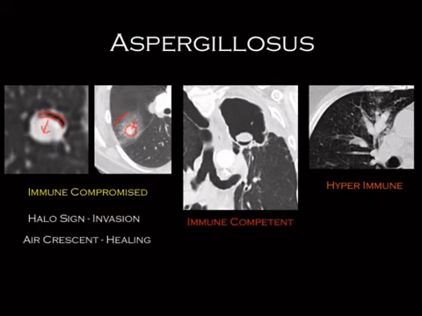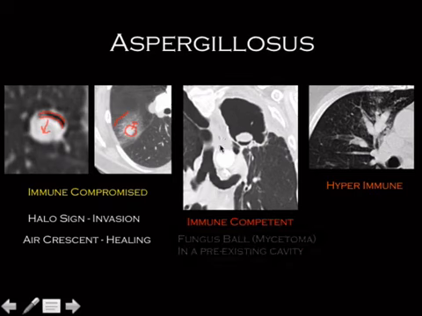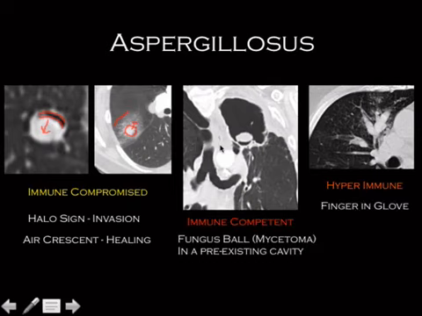Now, contrast this to your immunocompetent person who has a cavity that they have from prior fibrobullous disease, and then that cavity becomes inhabited by fungus. So this is what's called a mycetoma. It's fungus that's colonized the pre-existing cavity. It's not invading into anything, and this is an immunocompetent person. And then the third scenario is your hyperimmune patient. And this is the person with asthma, and this is your finger in a glove.